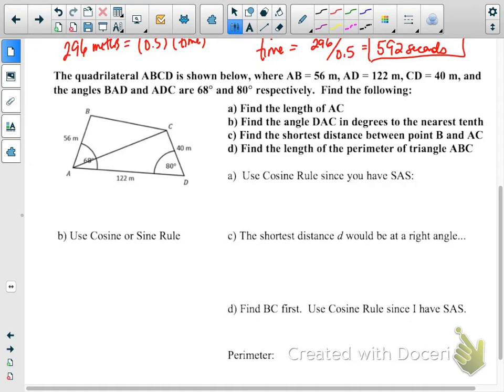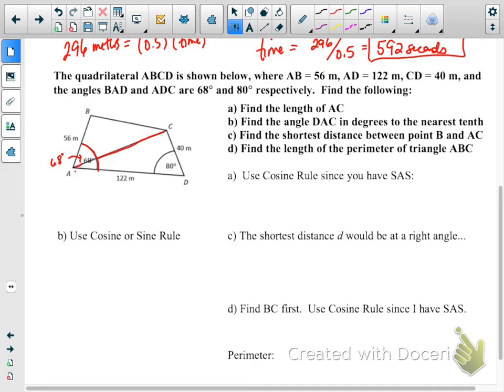BAD is 68, so that's this whole thing right here. And 80 is my ADC. Okay, so this one's a little hard to read here, but they told you that that's 68. I'm just going to kind of rewrite that out here just so we can see there. Okay, so first thing they want me to do is they want me to find the length of AC. So here is AC. I kind of put that in red a little bit here.